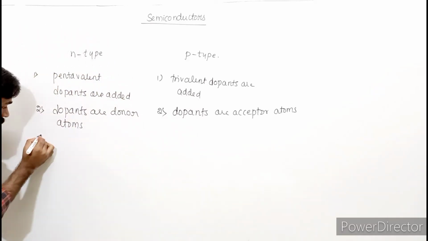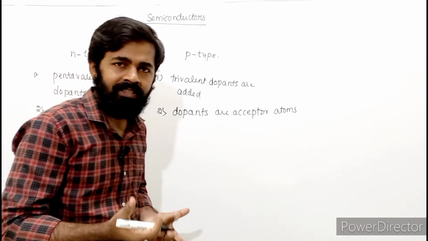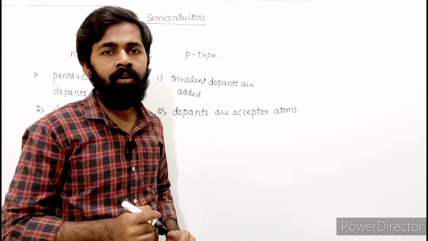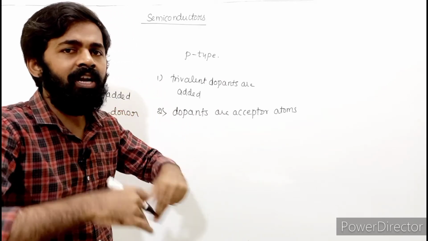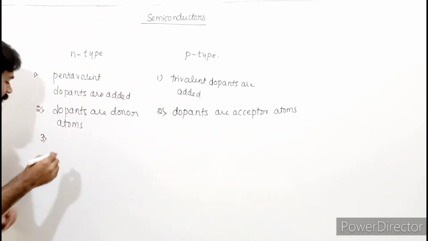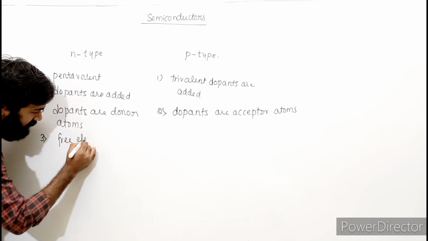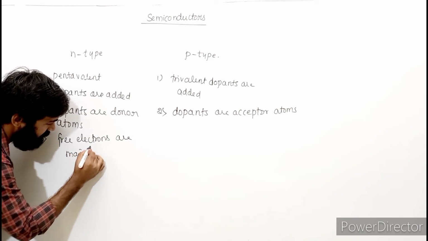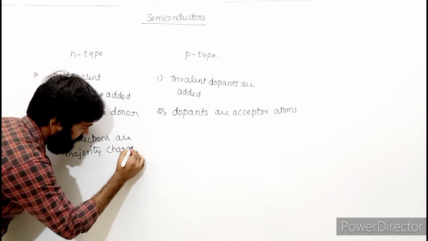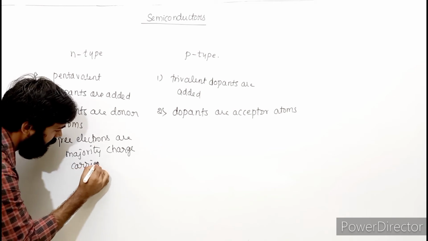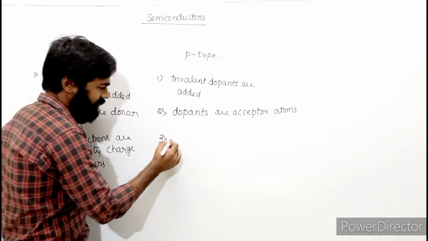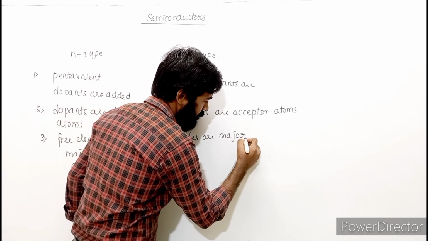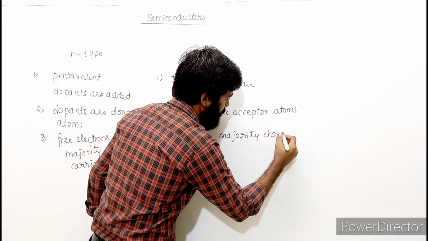Okay. Now here, which are the majority charge carriers? It means which are more in number. In case of n-type, free electrons were more in number, because the dopants are donating extra electrons. So here free electrons are majority charge carriers. And here, holes are majority charge carriers.